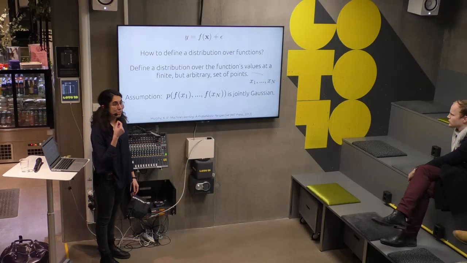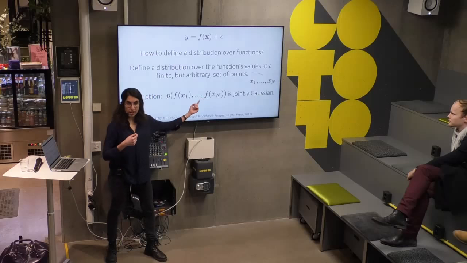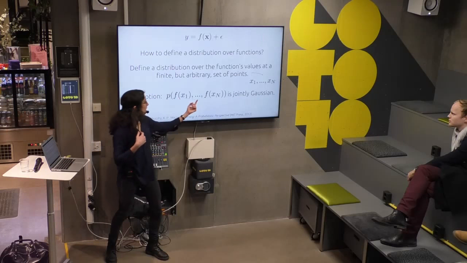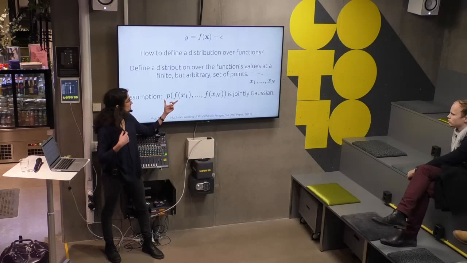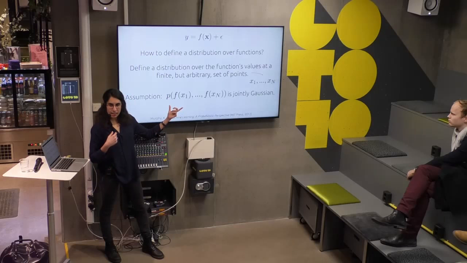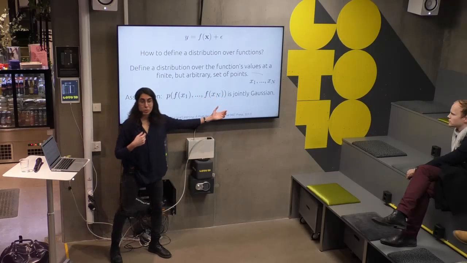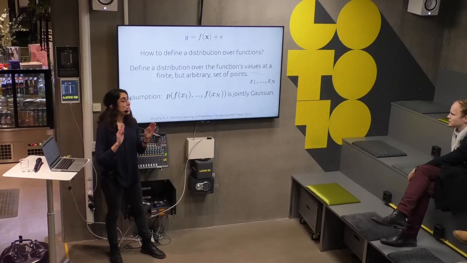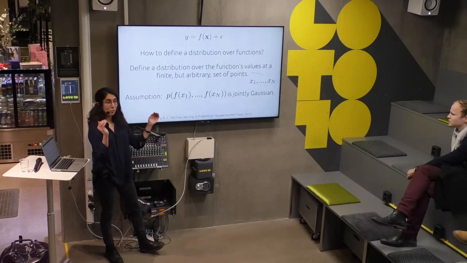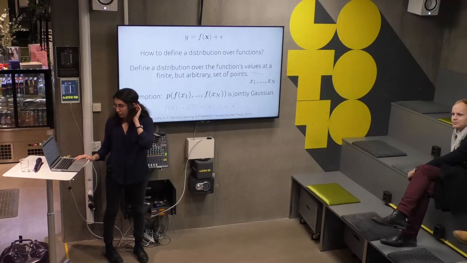But what is the assumption behind GPs, or Gaussian processes? These are my outputs, right? f of x1 until f of xn. My assumption here is that this joint probability of my outputs is Gaussian. So this is a joint Gaussian. It doesn't matter which input points I get, or how many, all of them will form a joint Gaussian. This is a very important assumption for GPs.